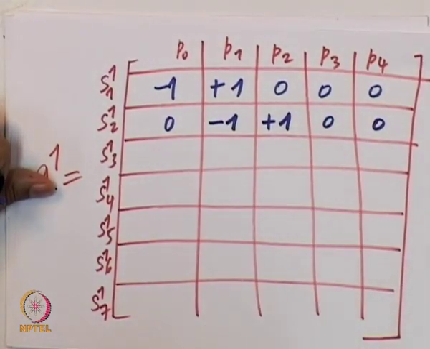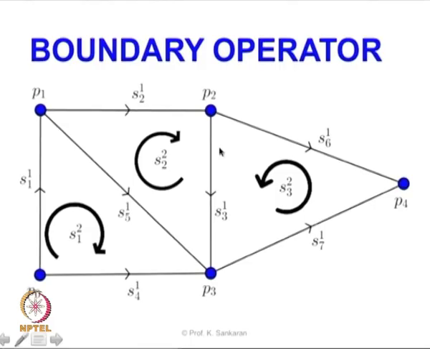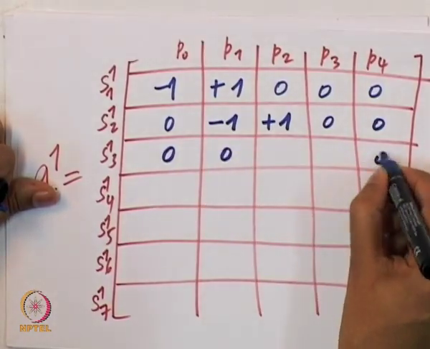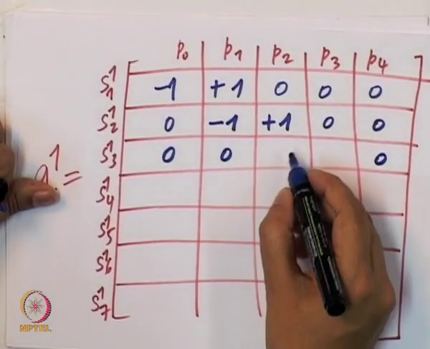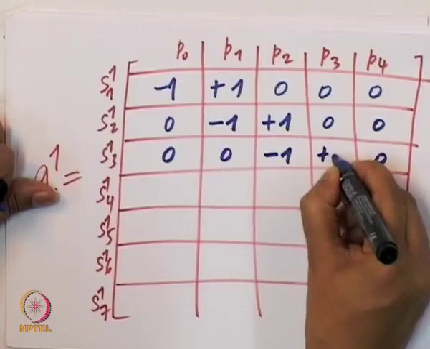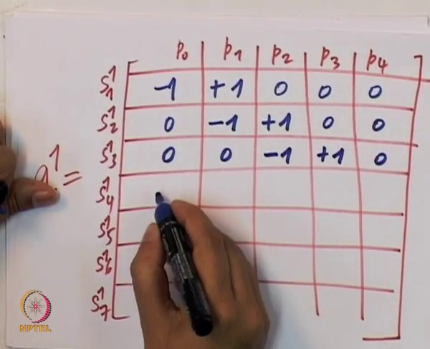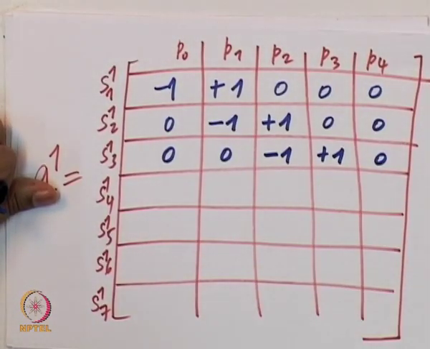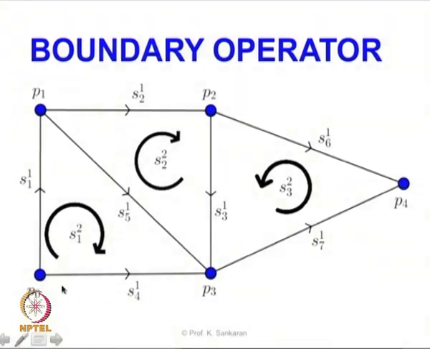Similarly for P3, what we see in this graph is P2 and P3. For all other things I can put 0. I will put 0 for P0, P1 and P4. For P2 and P3, it is going away from P2, so it is -1, and it is going into P3, so it is +1.